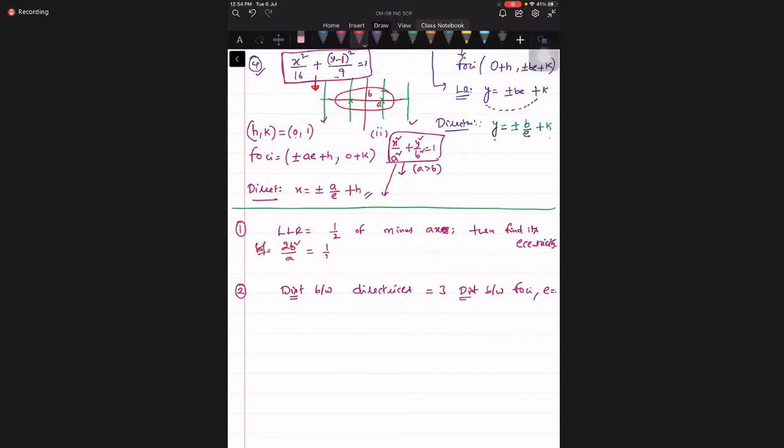Correct? Minor axis 2b. Root 3 by 2 is correct. You can cut b and b, students. You are getting 2b is small a, right, students? Now, what is the relation between eccentricity and b square? What is b square? As it is. What is a square? 4b square. Root 3.